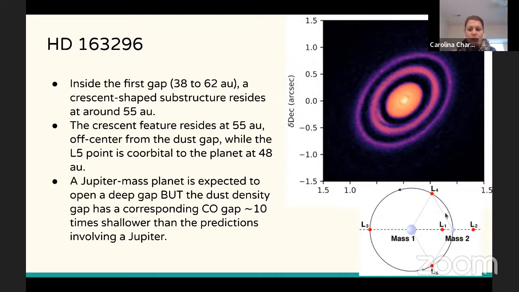So just to remind you, the L4 and L5 points are co-rotating orbits with the planet that are stable locations. So if it was in the L4 position, it should be at exactly the same orbit. And the other thing that was not able to be explained before is that the depth of the gap that is measured in CO is much shallower than what a Jupiter mass planet would produce.